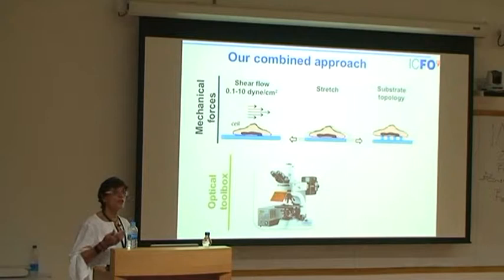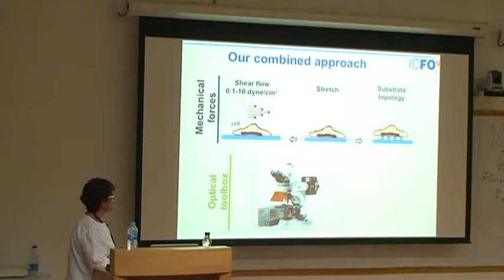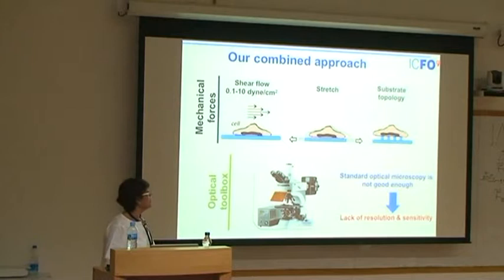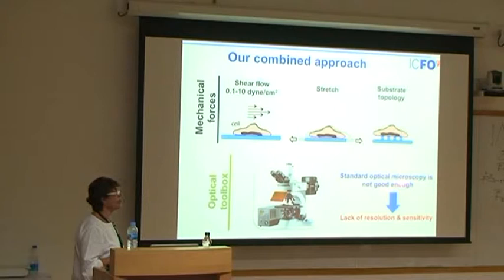Now, the problem that most of us have is that when you want to look at these interactions, and remember that I told you that we want to look at the cell membrane, we want to look at that with high temporal resolution because these processes occur in living cells and they are transient, as I told you, and we want to reach the nanometer scale. So now the challenge in here is that standard optical microscopy is not good enough to actually look at that nanometer scale organization because it simply lacks the resolution and the sensitivity.